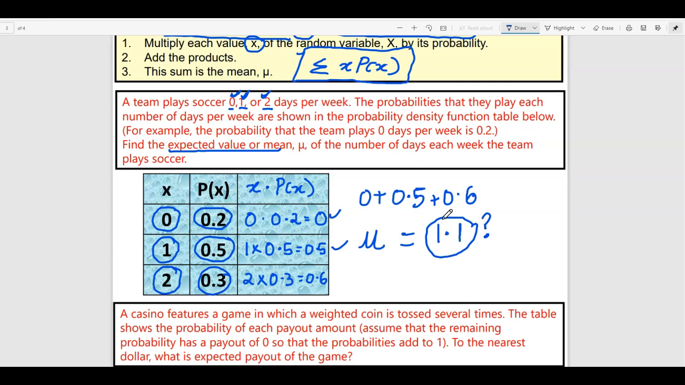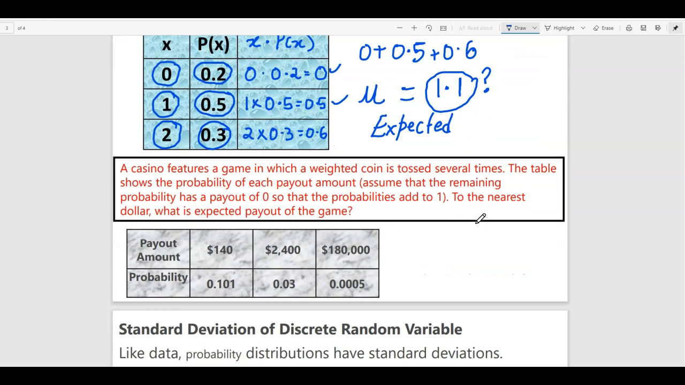So this is not the probability. This is the expected value, which is also known as your mean. So your expected value: soccer players are expected to play 1.1 days per week. So always try to analyze what the problem is asking you and what the answer is that you got. Now for the next one.